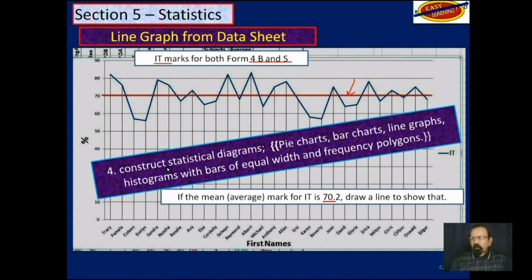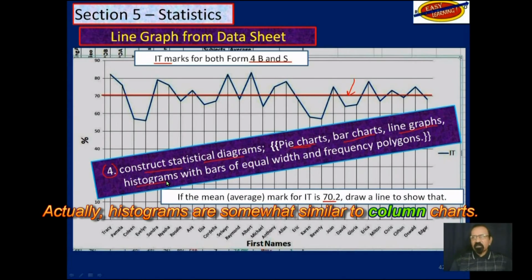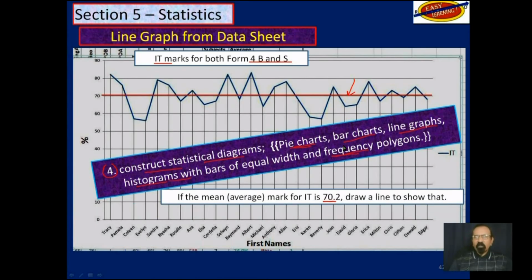Now, Objective 4 in this section says you are to construct statistical diagrams. Pie chart, we looked at an example of that already. Bar charts, line graphs, histograms are somewhat similar to bar charts with some little variation. And frequency polygons, you derive that from your histograms. So we will learn about all of that in Objective 4. We will divide it in 2 videos, pie chart and bar charts, and then the rest in the follow-up video.